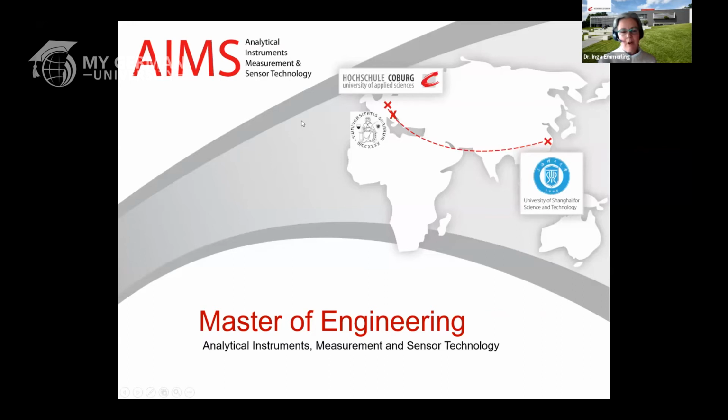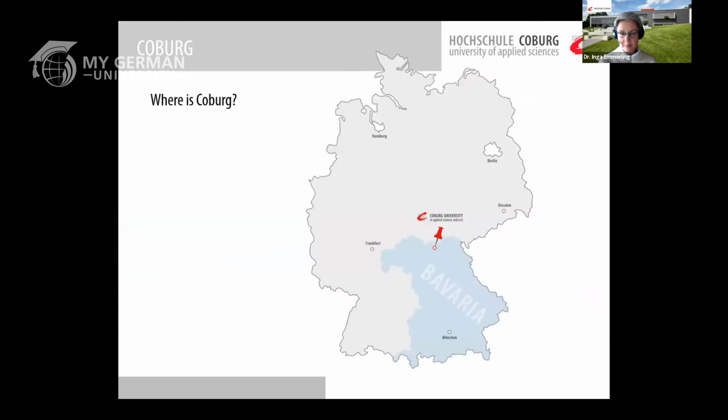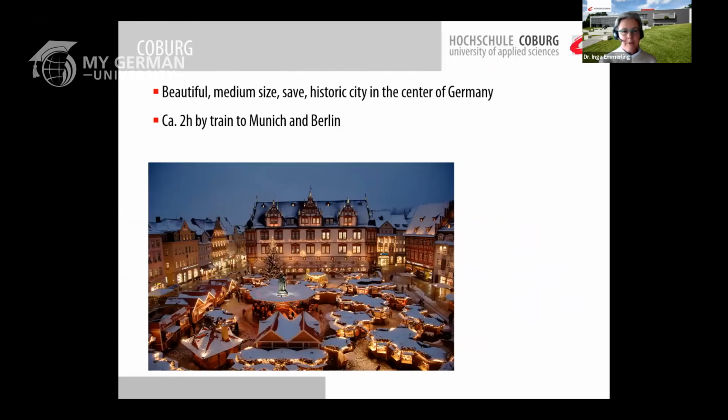Our program is called Analytical Instruments, Measurement and Sensor Technology. I also want to give a short introduction to our city. Coburg is not as big as Hannover, but it is a really nice historic city. Here is also a map where you can see it's situated nearly in the middle of Germany. In 2 hours you're in Berlin, and with the fast train you can also go to Munich. It's a beautiful, medium-sized and very safe historic city in the center of Germany, only 2 hours from Munich and Berlin.